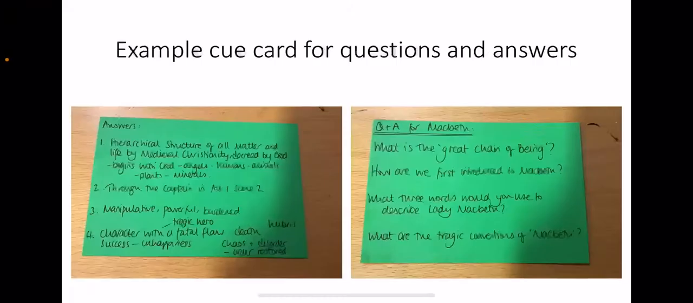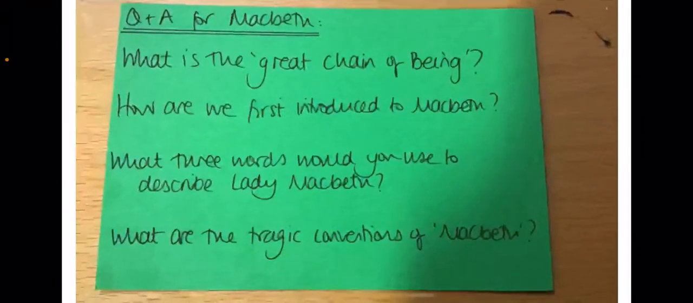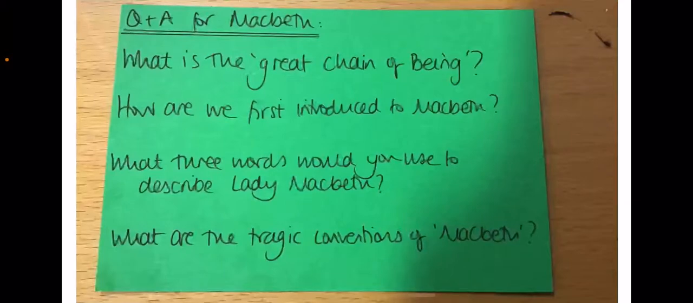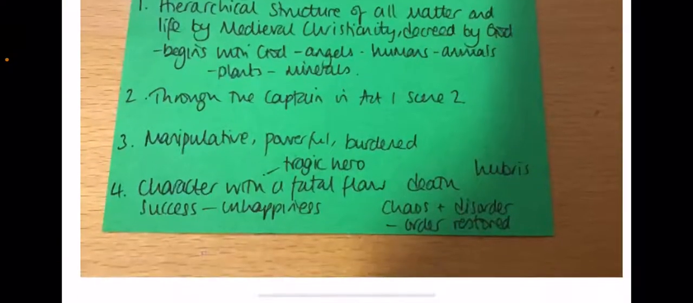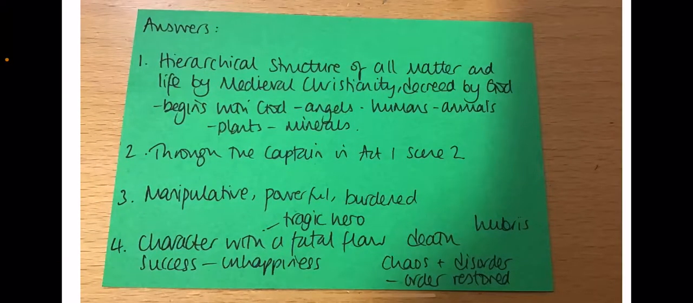Questions and answers are an excellent way to test your knowledge. Again, here's an example of a cue card for questions and answers. So you'd have on one side the questions for Macbeth, so you can test your knowledge, and then on the back you'd have the answers. You can then test yourself. Your parents or guardians can help test you. You could do this with a friend. Revising with a friend or a peer is another really good revision strategy. Testing each other, socialising, talking through your notes is excellent learning.